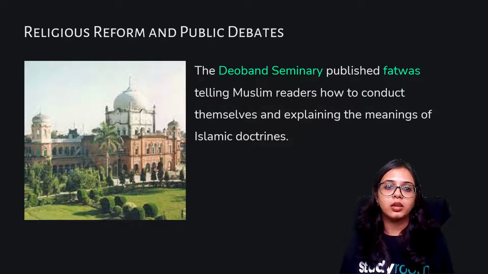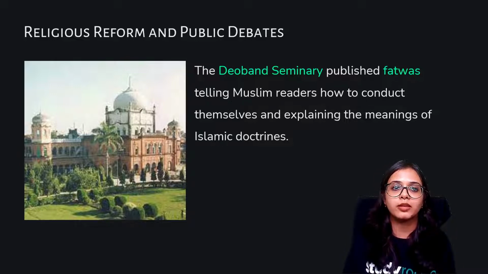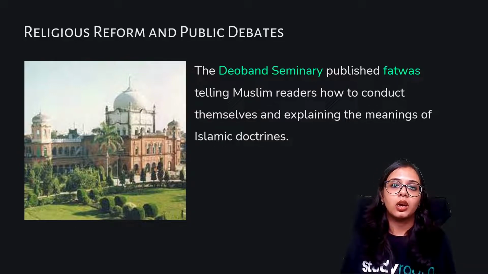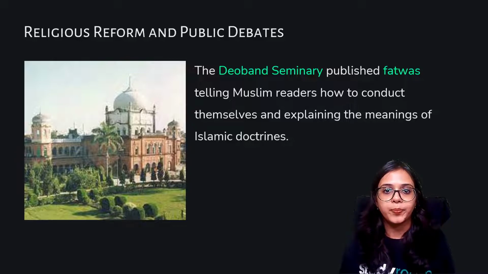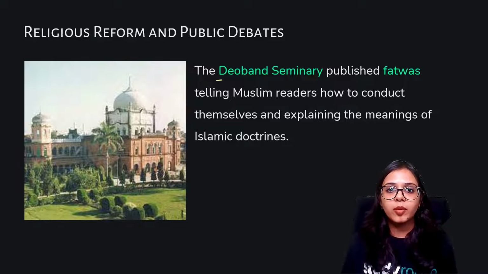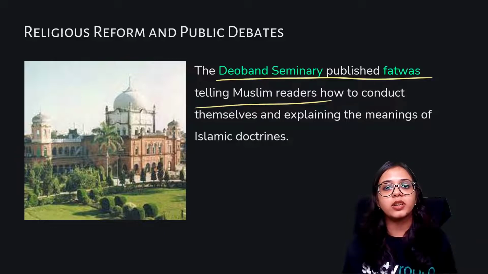Then, since India is a secular country, we do not just have the religious reform related to Hinduism, but we also have religious reforms related to Islam. So the Deoband Seminary published fatwas telling Muslim readers how to conduct themselves and explaining the means of Islamic doctrines.